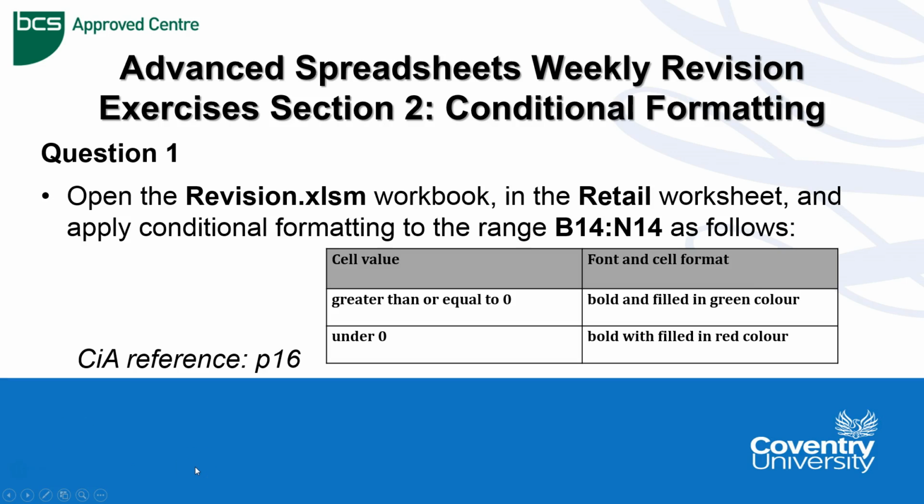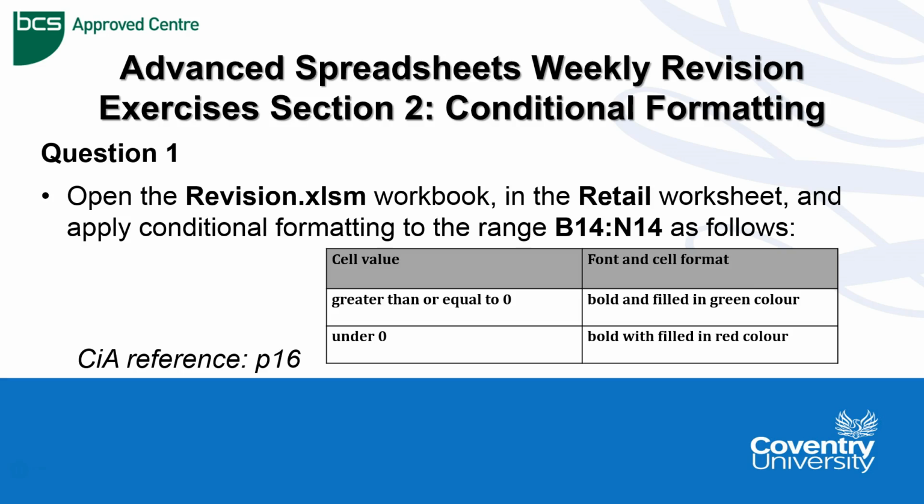Hi, so these are videos that are coming now, and we're going to do a series of them. It concerns the advanced spreadsheets, and we're using the weekly revision exercises paper to do these. It shows you all of the different sections, a question from each of the sections or more, that are covered in the CIA manual, which we use here at Coventry University. You can see there's a reference to the page number for this one, which is Conditional Formatting, page 16.